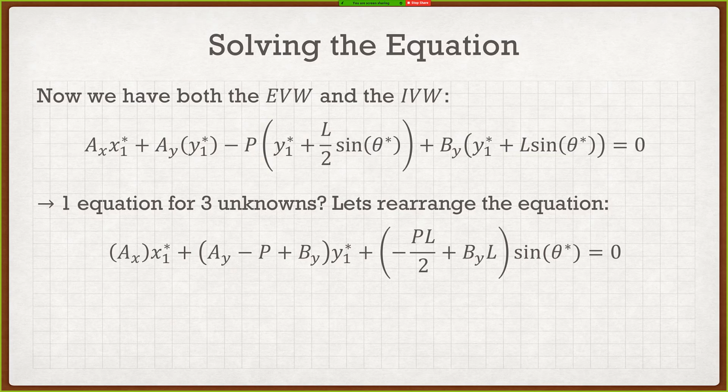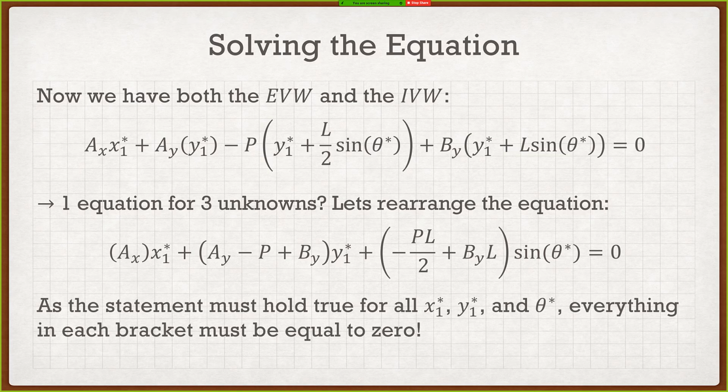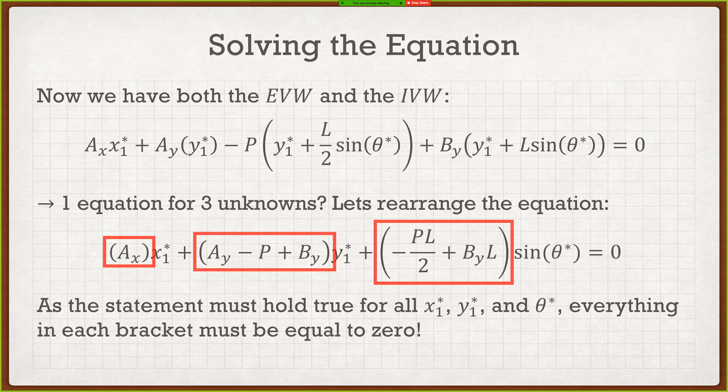Now, the trick to the virtual work is this. The statement above must hold true for all values of x1 star, y1 star, and theta star. Therefore, everything in each one of those brackets must be equal to 0. How do we get this? Well, let's say that x1 star and y1 star are equal to 0. Therefore, the thing in the last brackets there must be equal to 0, and you can do this over and over again. But what essentially happens is this: all of those things in the brackets must be equal to 0. Therefore, we have 3 different sets of brackets, so we have 3 different equations. Now we have 3 equations for 3 unknowns.